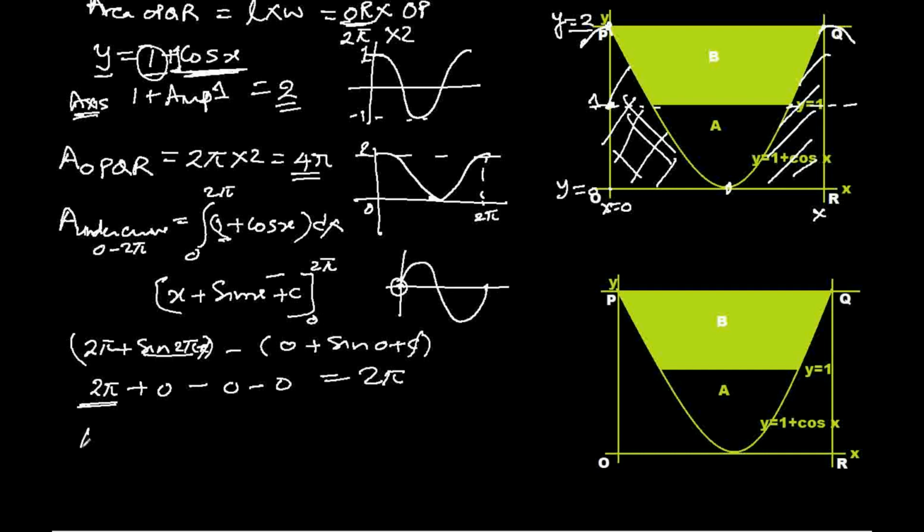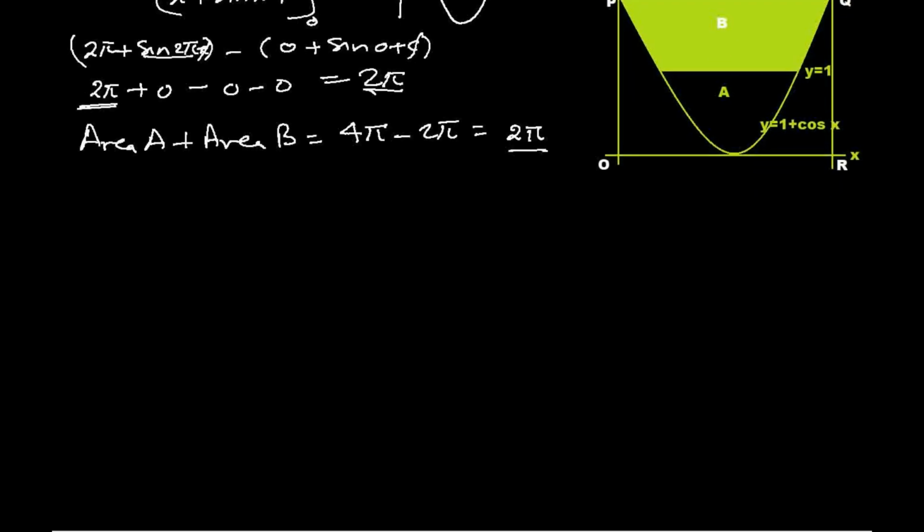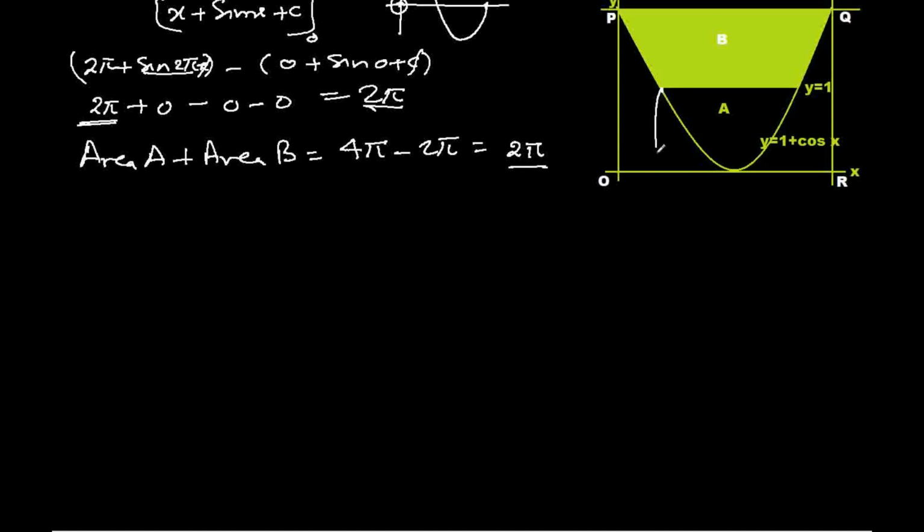So area A plus area B will be the total area we got earlier of the rectangle, 4 pi, minus, we just got the area under the curve, 2 pi, which is 2 pi. The area of this A plus B, whole of it, is 2 pi. Now second stage, we have to find the same thing here also. This rectangle we'll find first.